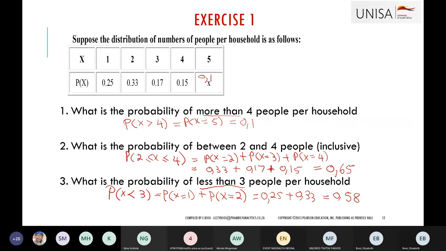And that is 0.58. Okay. Any question? We are almost 30 minutes away from being done. So let's look at two more questions or one more question. Let's hope we can fit two.